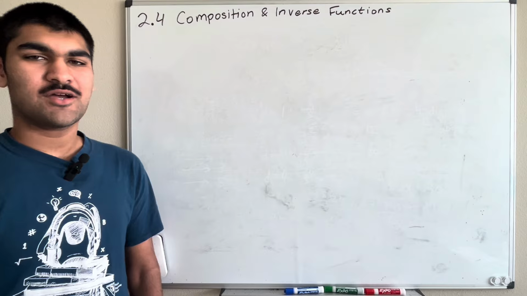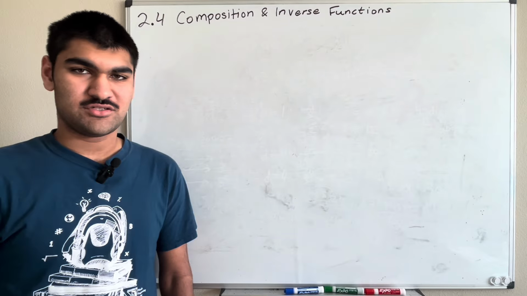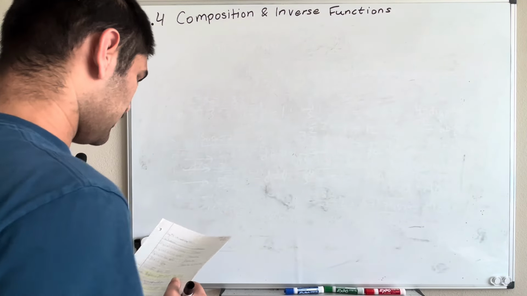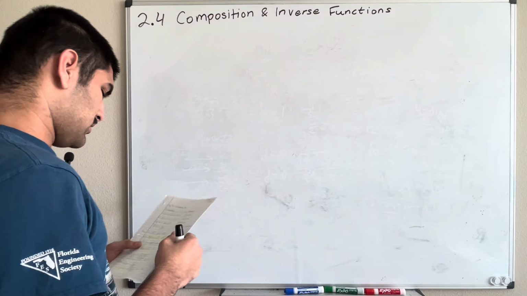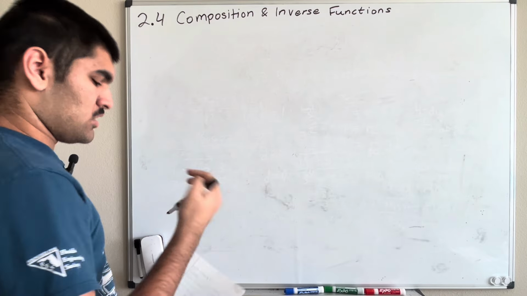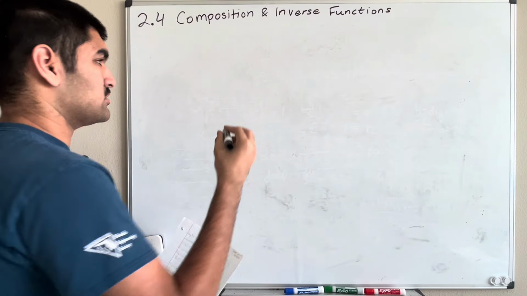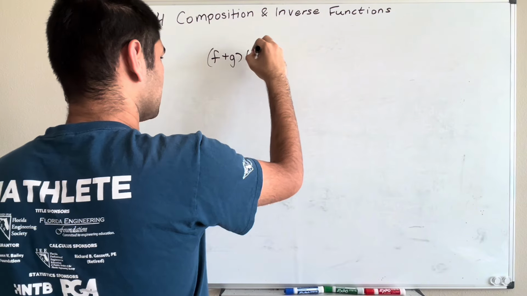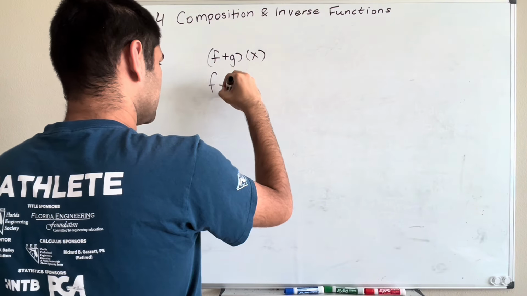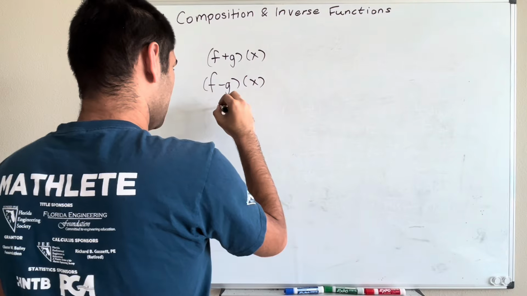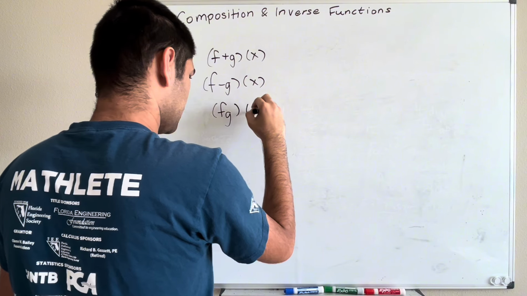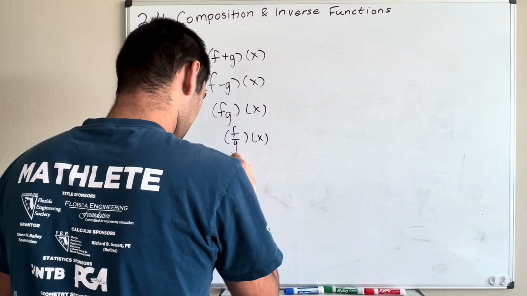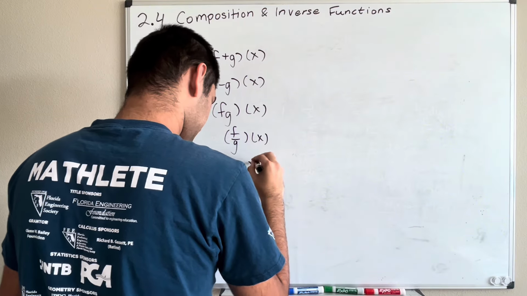In this video, we'll be talking about composition and inverse functions. Alright, so let's get right into it. To begin with, let's start with composition functions. For composition functions, there are 5 main operations that you need to know. You have f plus g of x, f minus g of x, f times g of x, f over g of x, and then f of g of x.